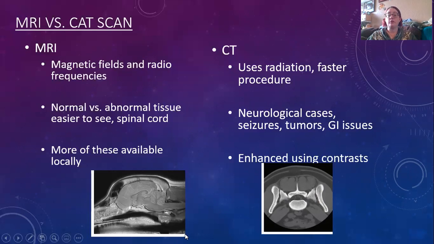Neurological cases, seizures, tumors, GI issues. The MRI can have some GI artifacts that can make it a little harder to visualize. And so CAT scan is going to be a little more of a better modality to view GI issues. And we can even enhance these using contrast dyes. The contrast dyes, keep in mind, have to be injected parenterally around the GI tract. These have to be IV. This is not something that you're going to be able to use regular barium for.